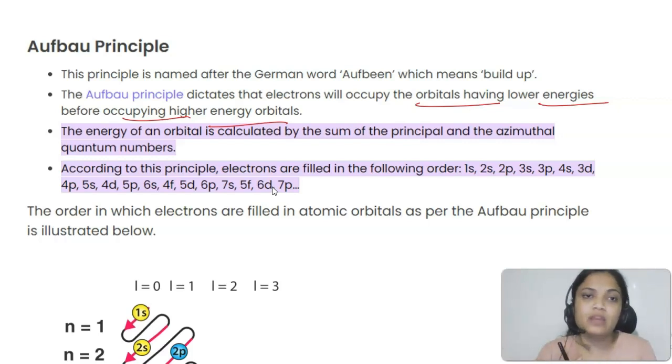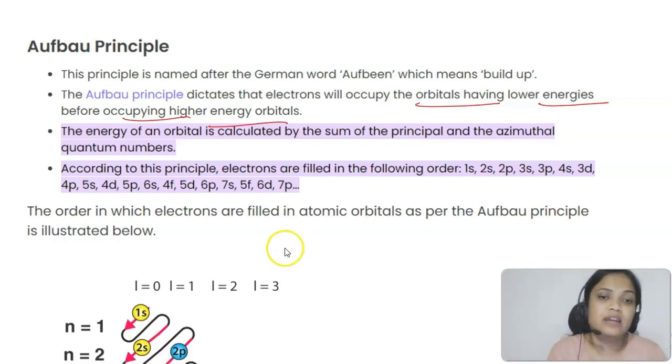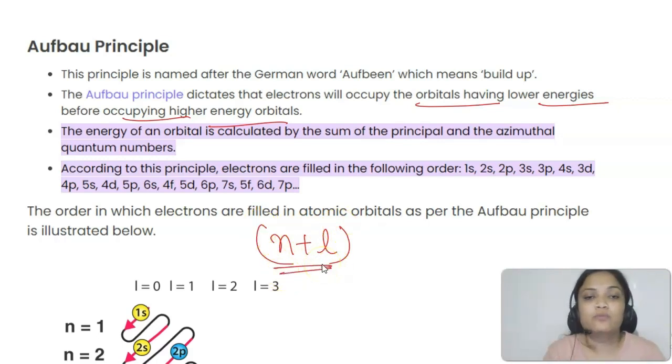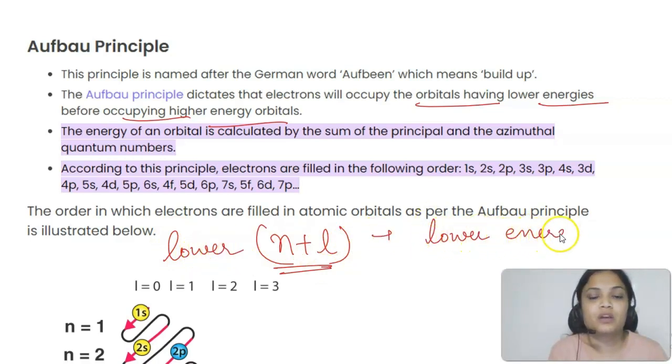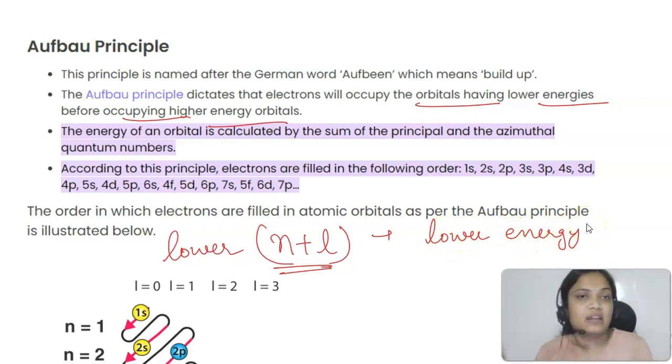Now, how are we going to decide which one has lower energy and which one has higher energy, right? So in that case, we have this n plus L rule. Okay, so the orbital having a lower value of n plus L will have lower energy, and the one having a higher value will have higher energy. Okay, but if the sum of n plus L is the same for 2 orbitals, the one having a lower value of n will have lower energy.